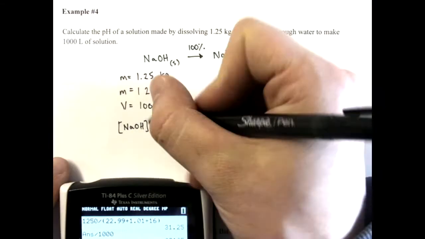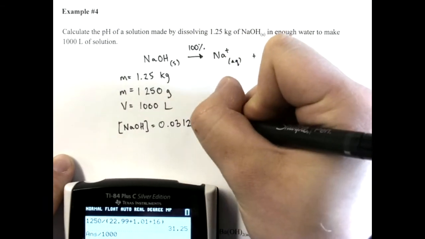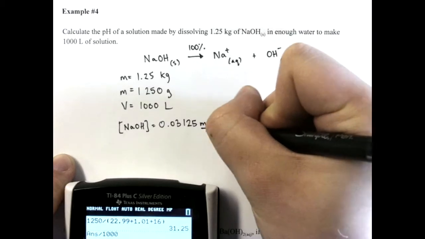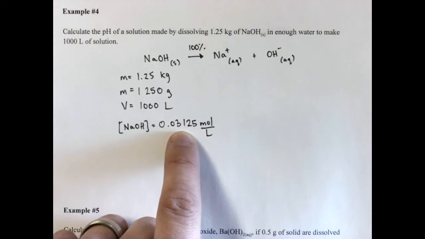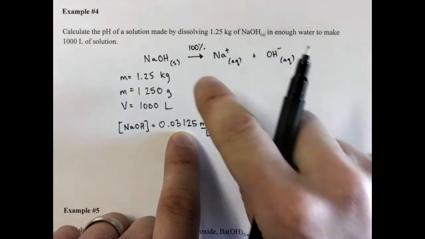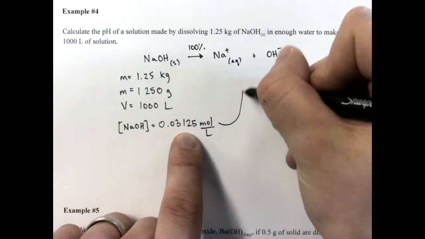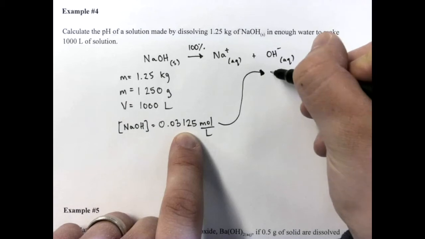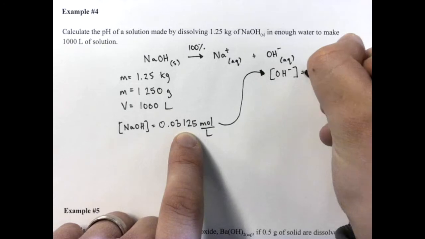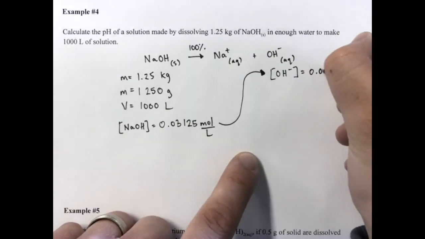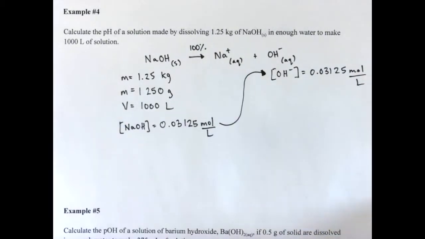So I'm going to record the whole number, knowing that I'll eventually round to significant digits at the end. So here's my value for my sodium hydroxide concentration. Sodium hydroxide dissociates 100%, so we can take that same number, and because it's a 1-to-1 ratio, I can say my hydroxide ion concentration is the same thing. All right, so there's my hydroxide ion concentration.